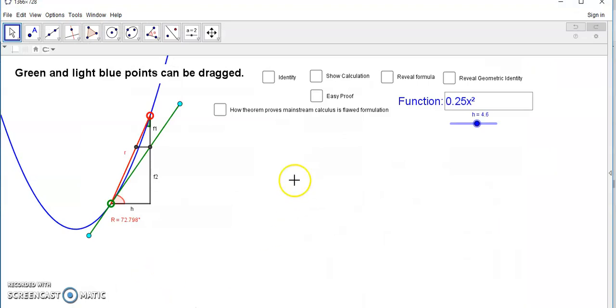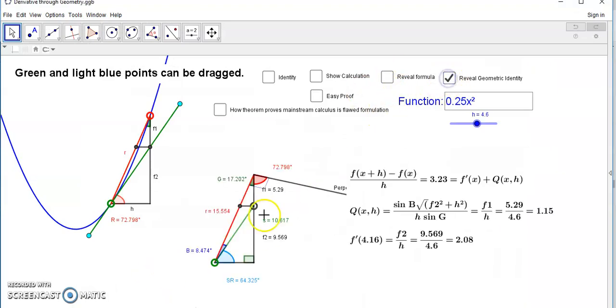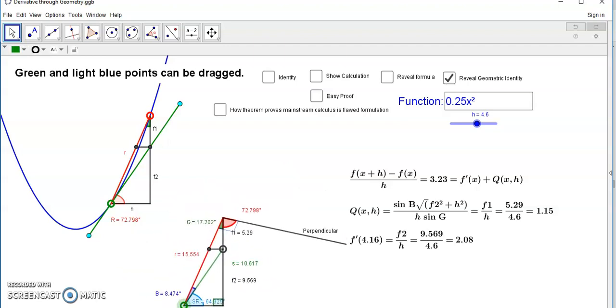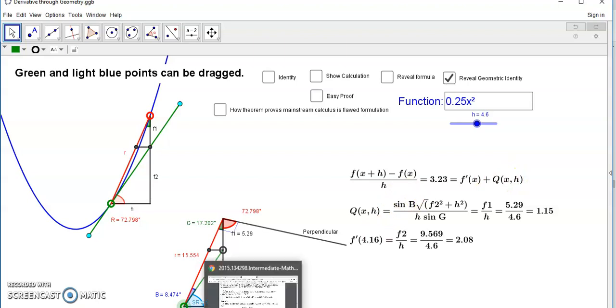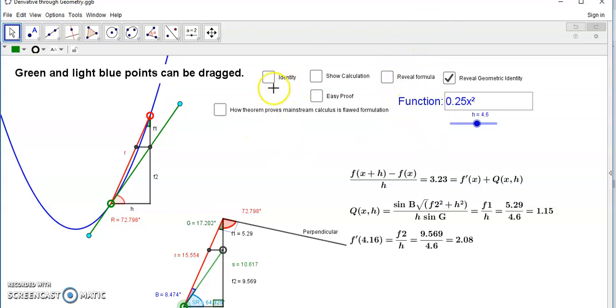This is my theorem. My theorem states that if you take the secant line slope, this red secant line slope, which I'm showing you here, then it's equal to the tangent line slope plus q of x,h, which is the difference. And by the way, I'd never read Labar's book before this, and thank goodness I didn't. Otherwise, I wouldn't have realized this particular theorem.